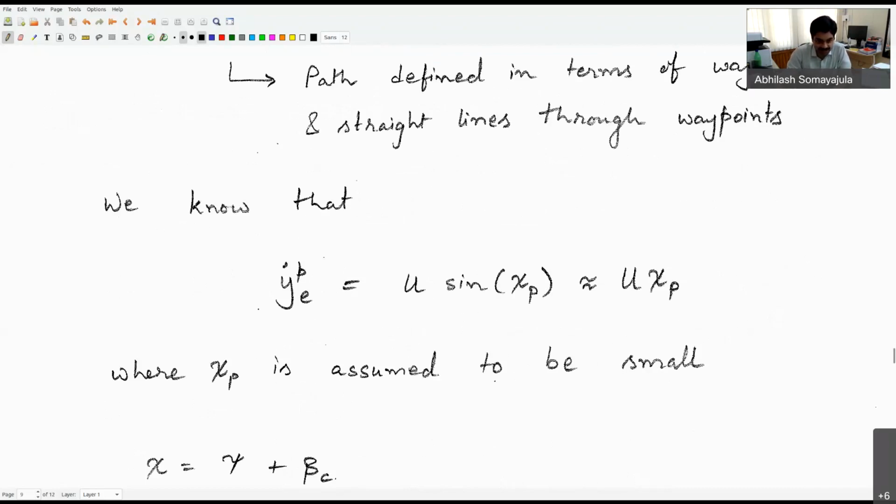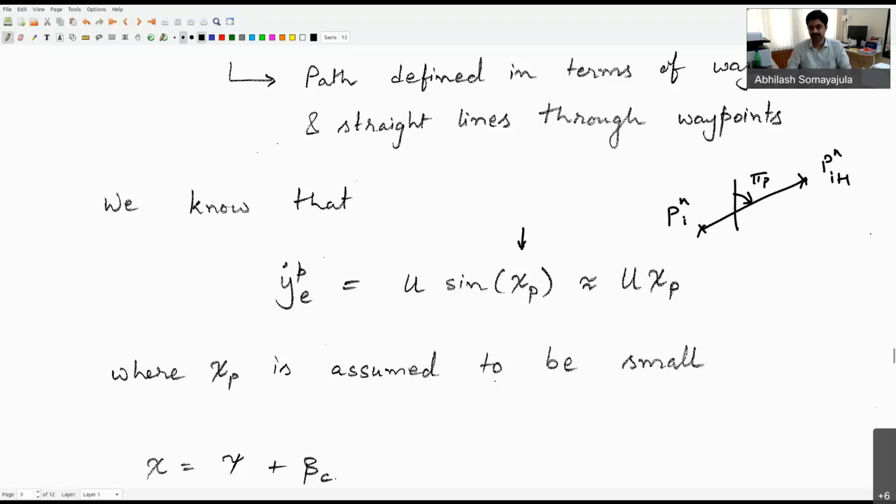We know that the cross-track error dynamics is given by u times sine of chi p, where chi p was the angle between the north and the line segment joining the two waypoints, right? So if this point was P and I, and if this point was P and I plus 1, then this angle is the angle psi p.